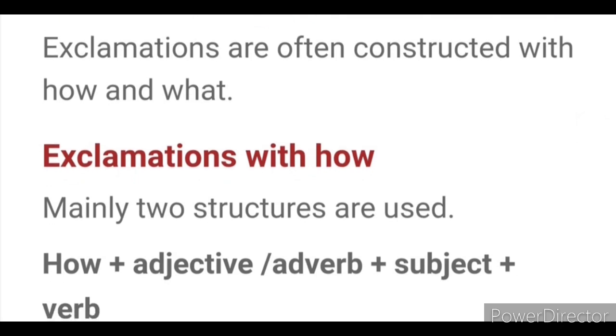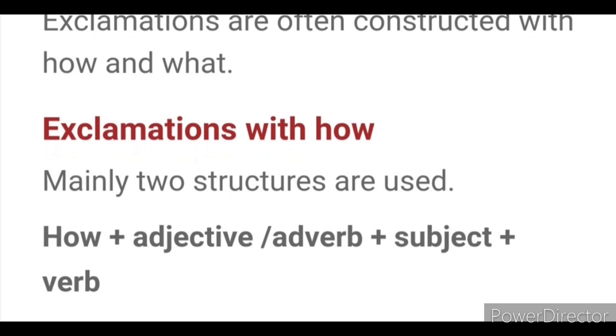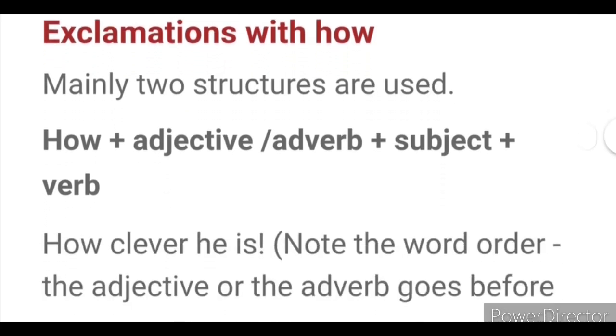Now, exclamations with how. Let's see, mainly two structures are used. How plus an adjective or an adverb plus the subject of the sentence plus the verb. If we see an example, it will become clearer. How clever he is ends with an exclamation mark. Remember, exclamatory sentence uses how or what and always ends with an exclamation mark. If it is using an interjection, then the exclamation is used with the interjection. If not, then exclamation mark comes only at the end.